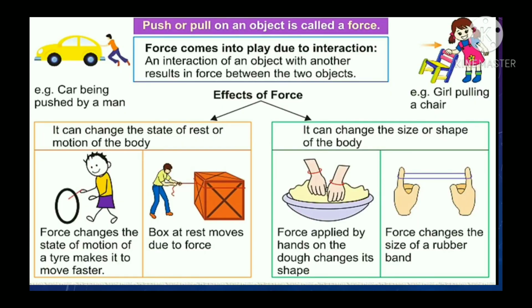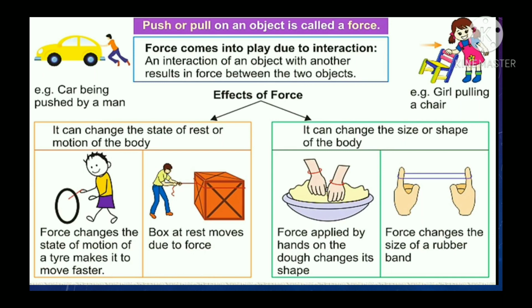Before we start the next topic, let's have a quick revision of what is force and what its effects are. See these pictures and examples. A car being pushed by a man, a girl pulling a chair. So we can tell a push or pull on an object is called a force. Force is due to interaction.